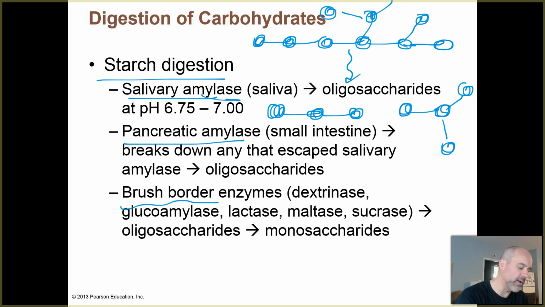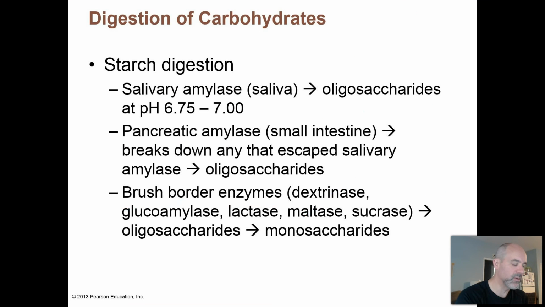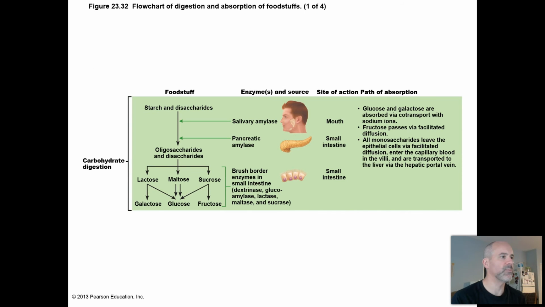Okay, and then your brush border enzymes, things like dextrinase and glucoamylase and lactase and maltase, etc., are going to act on these smaller pieces, called oligosaccharides, and chop those into the individual monomers or individual sugars. And again, the brush border enzymes are very specific. As I was just showing you, lactase only breaks apart lactose. Sucrase only breaks apart sucrose. Maltase only breaks apart maltose. Maltose molecules are two glucoses that are linked together. So you need lots of enzymes that perform very specific functions.